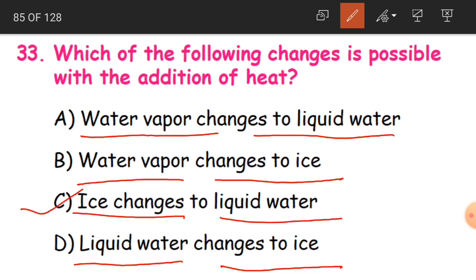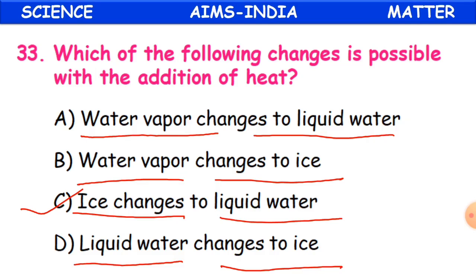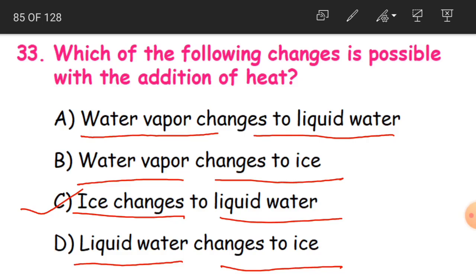It is not only about heating. Even at room temperature, if the ice is exposed, it is going to melt into water, and water is again a liquid. So C is the correct answer. Water vapor changes to liquid water and water vapor changes to ice are both wrong. Clear, children?